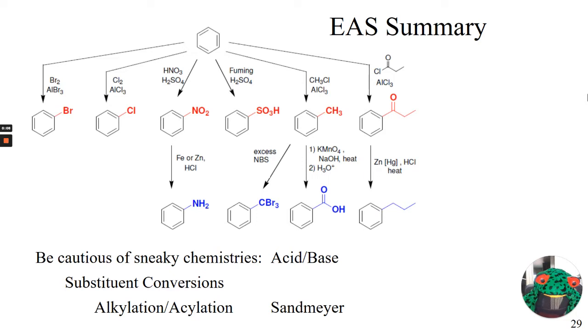So what we've got here is our big summary of our EAS reactions. Okay, so this covers all of the primary reagents. The next section that we move into is then what happens when you don't start with benzene.